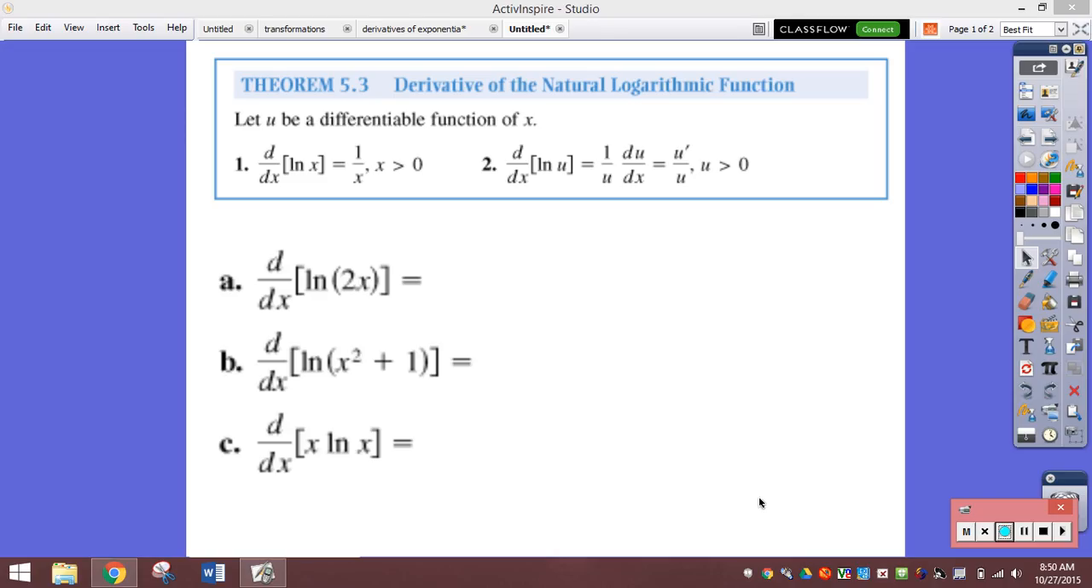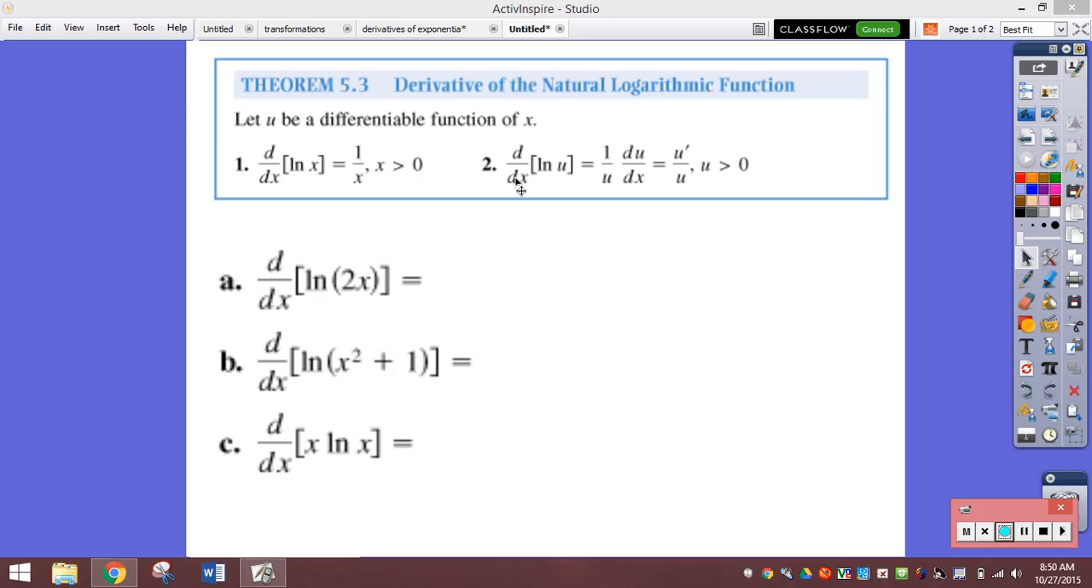So the first one we're going to look at is natural log of x. And the rule is that if you take the derivative of natural log of x, it equals 1 over x as long as x is greater than 0. Remember that you cannot take the natural log of a negative number, and also you cannot have 0 on the bottom. So that's why this domain restriction is here.